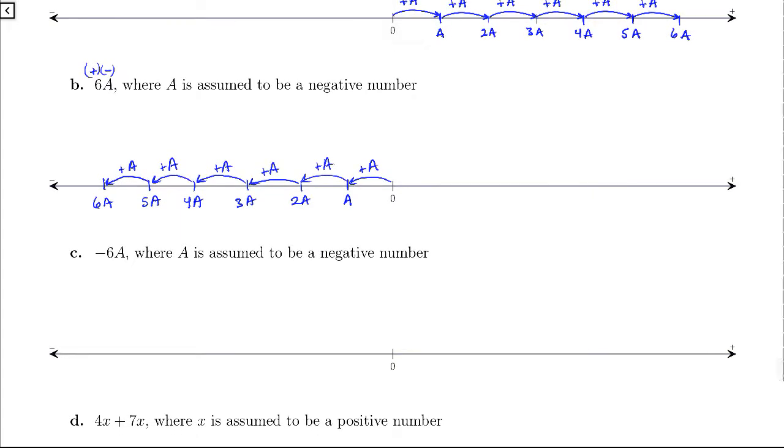so here, negative 6 times A, where A is assumed to be a negative number, so we're going to start with A being a negative number. Here's A, and I'm going to multiply A by negative 6. Okay, so if adding A is going to be like this, so this is like subtracting 6 copies of A, right? So if adding A, oops, that was not supposed to be a 6, that was supposed to be an A.